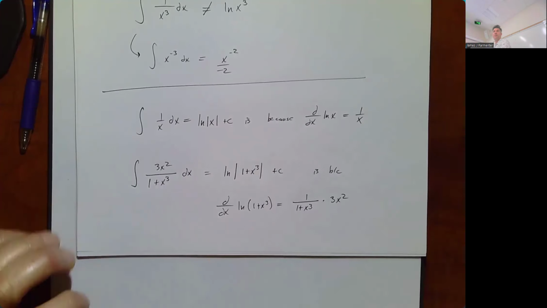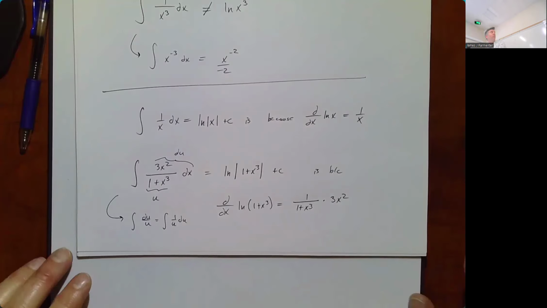So if I were to do a u sub here, my u would exactly be 1 plus x cubed, and my du would exactly be 3x squared dx. And I would be taking the antiderivative of du over u, which is the same as 1 over u du, which is the natural log of the absolute value. So that's why that happens.